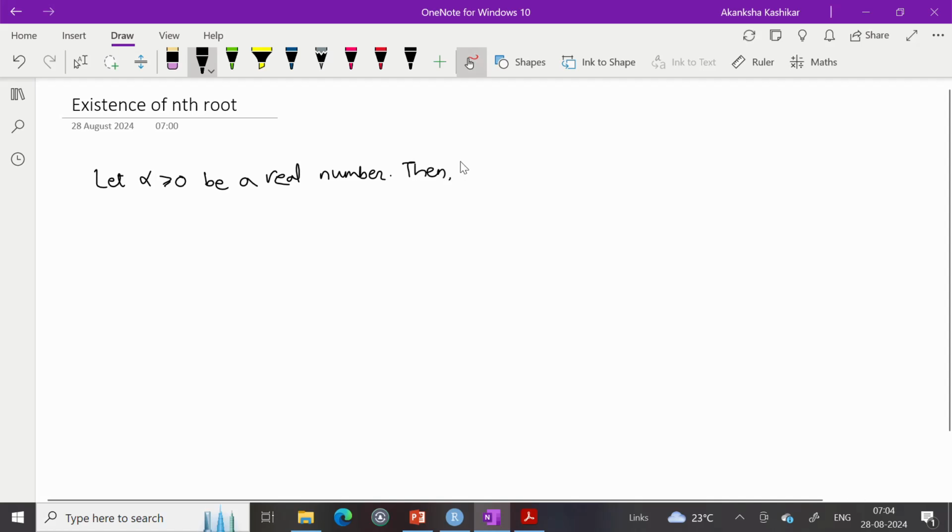Then for every natural number n, there exists x which is greater than or equal to 0 such that x raised to n is equal to alpha, and this x is unique.